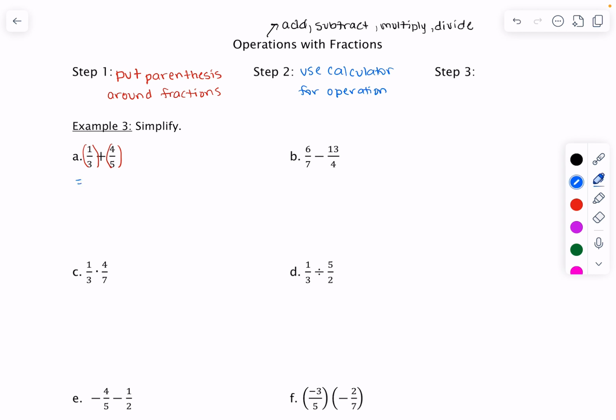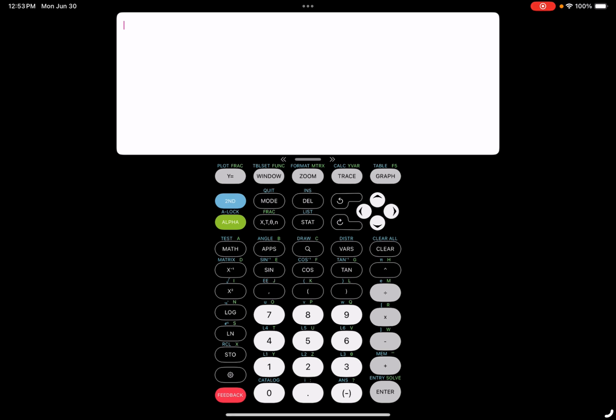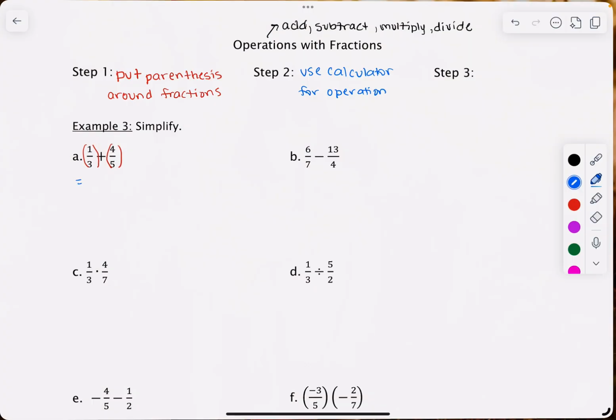What does this equal? So I'm going to go ahead in my calculator, I'm going to go back to it, and it's 1/3 plus 4/5. So I'm going to do parentheses button, 1 divided by 3, close my parentheses, and I'm adding, so I'm going to hit the plus sign, parentheses again, 4 divided by 5. So it's going to look almost identical to what you see on your paper. Okay, we're going to hit enter, and you're going to get some type of decimal, usually. Okay, so I'm not going to type my decimal in. So my third step, I'm going to leave the calculator there.